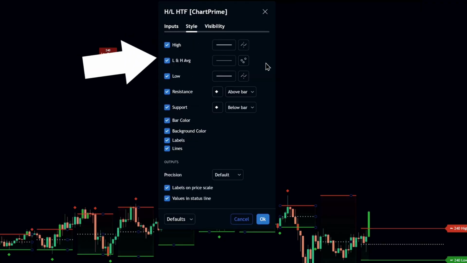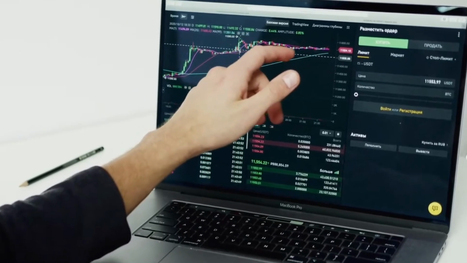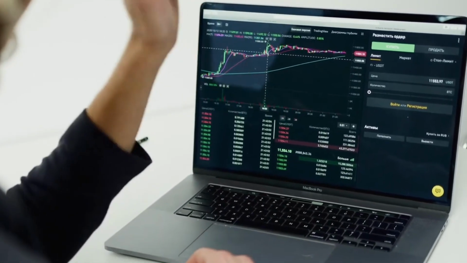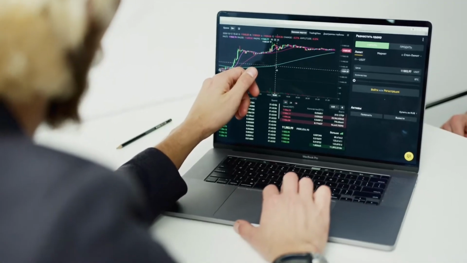Under the Style tab, you can tweak how the indicator looks. Things like the high and low lines, support and resistance signals, bar colors, and more. Once you're done, click OK. Now, at this point, you might be wondering, how do I actually use this strategy to trade? Well, there are a few ways.